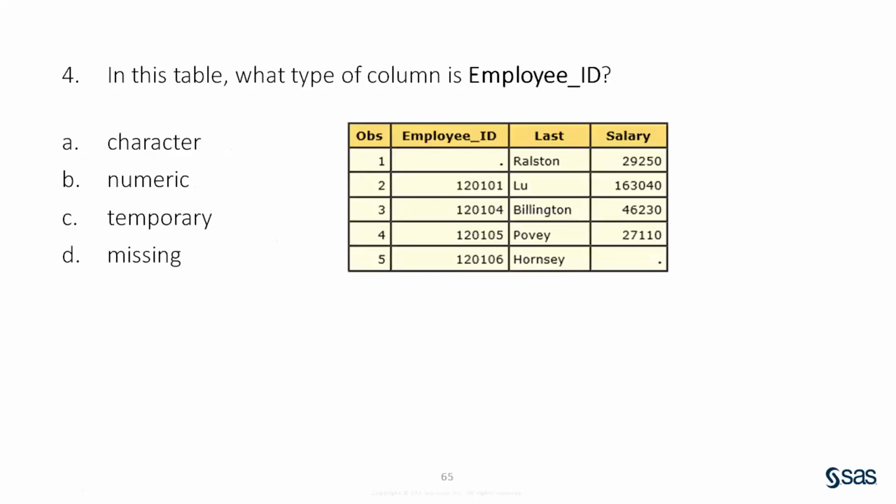Okay, so in this table what type of column is employee ID? Looking at the column values, tell me what is the type of employee ID. It's numeric. Absolutely correct. Though it has a missing value represented as a period, it is numeric data.